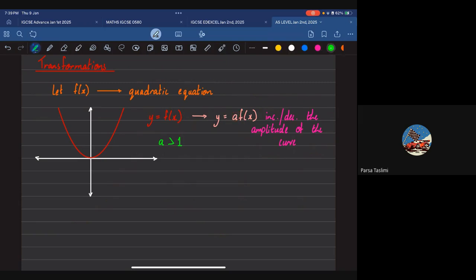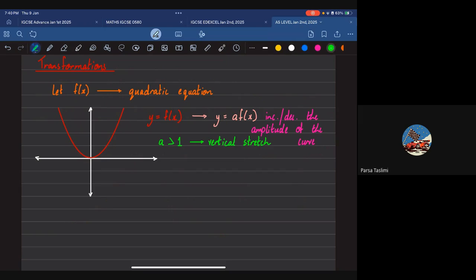Moving forward, if a is greater than 1, you're going to have what we call a vertical stretch. These are a few terms that you might find confusing at first, but we'll try to decode them. It's called a vertical stretch because you're stretching it vertically. Imagine I'm holding onto this graph from its ends, and I try to stretch it upwards, pulling it towards myself. The graph is being stretched upwards vertically.